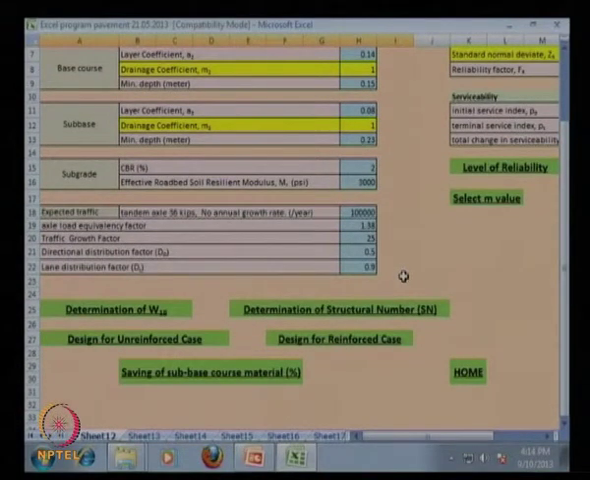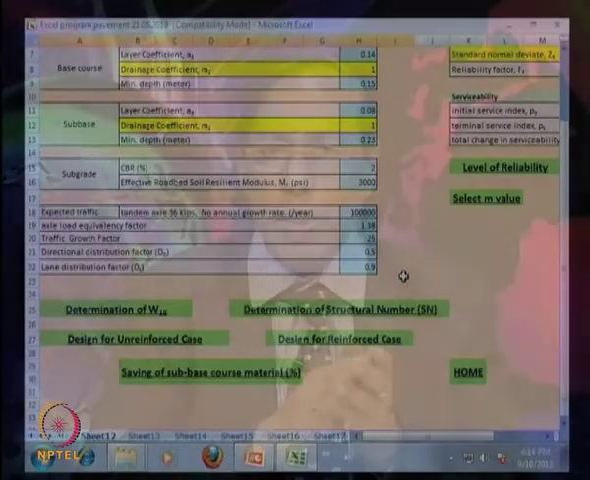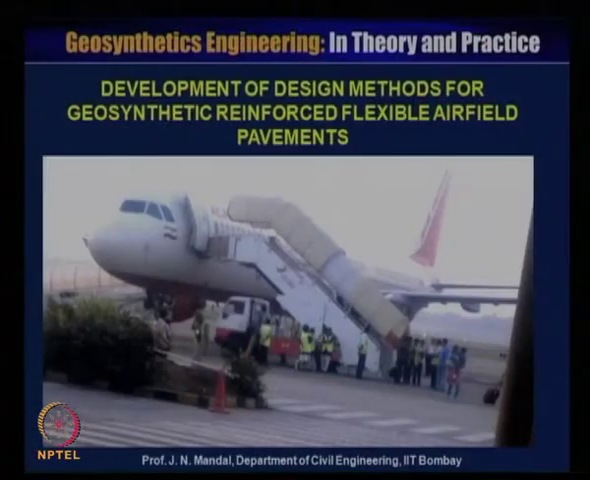So you can use this Excel program for the determination of the thickness of the unpaved road without and with geosynthetic material. So next, development of design method for geosynthetic reinforced flexible airfield pavement.